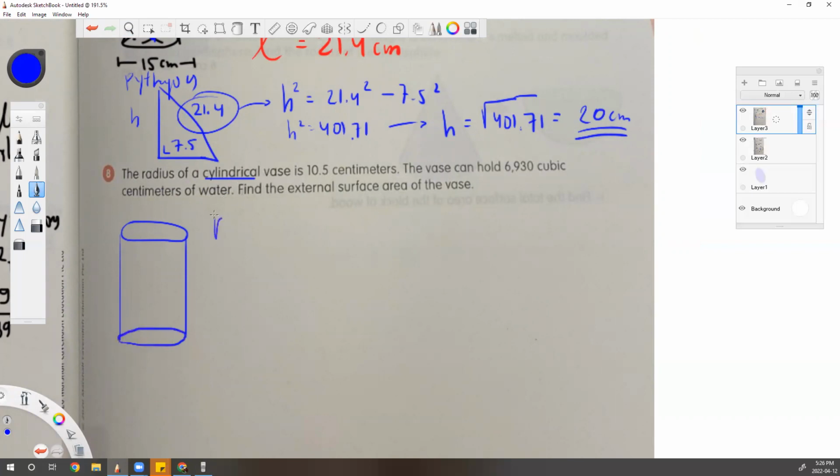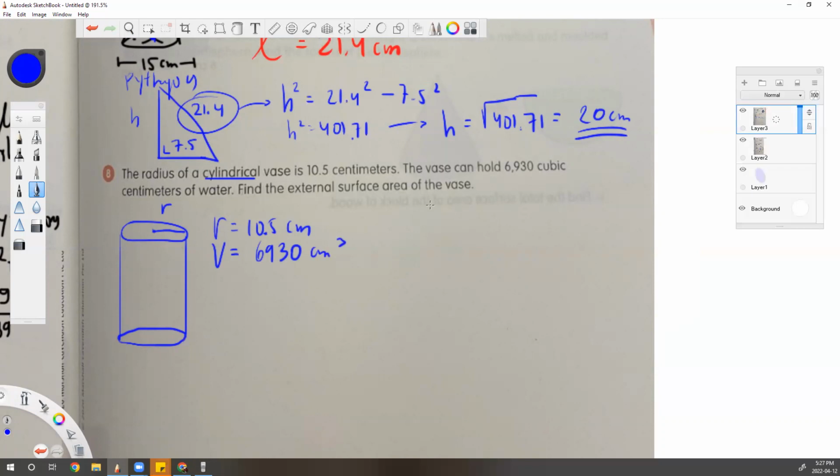The radius R is 10.5 centimeters. So this is the R. The vase can hold 6,930 cubic centimeters of water. So the volume is given. Find the external surface area of the vase.